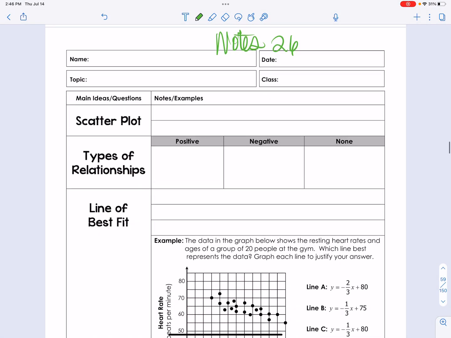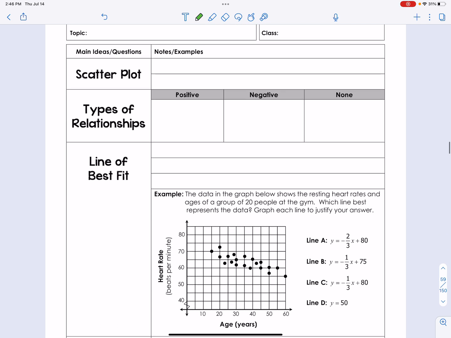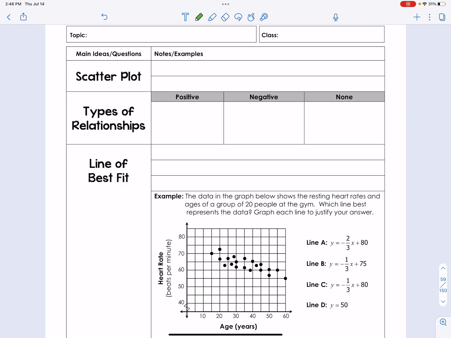All right, we're going to learn about lines of best fit, because in the real world, things don't make a perfect line normally. A scatter plot shows the relationship between two variables.